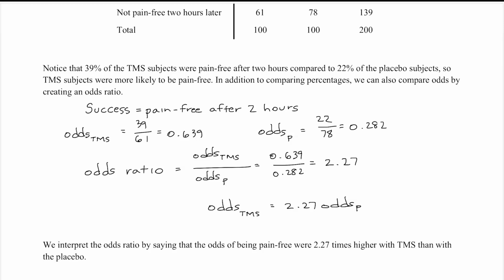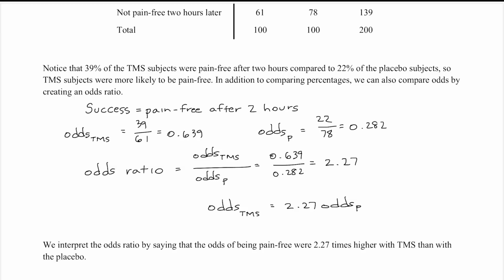Now, FYI, we can write the ratio in the opposite order. So in other words, we could do the odds of success for the placebo group over the odds of success for the TMS group. And you could check, but if you were to do that, you should get 0.441. And so that would just mean that the odds of being pain-free in the placebo group are about 44% of the odds, or 0.44 times the odds of being pain-free for the TMS group. So we can interpret it either way.